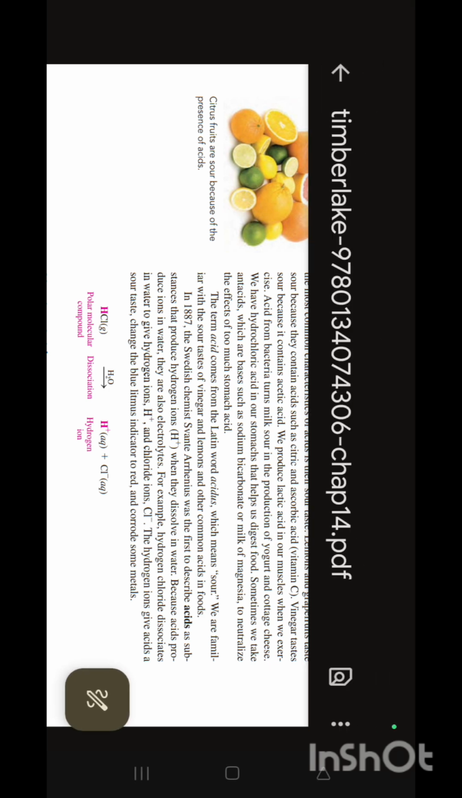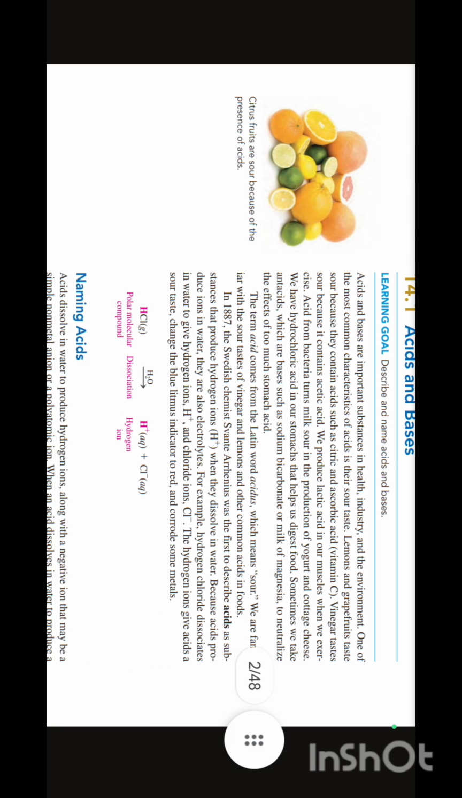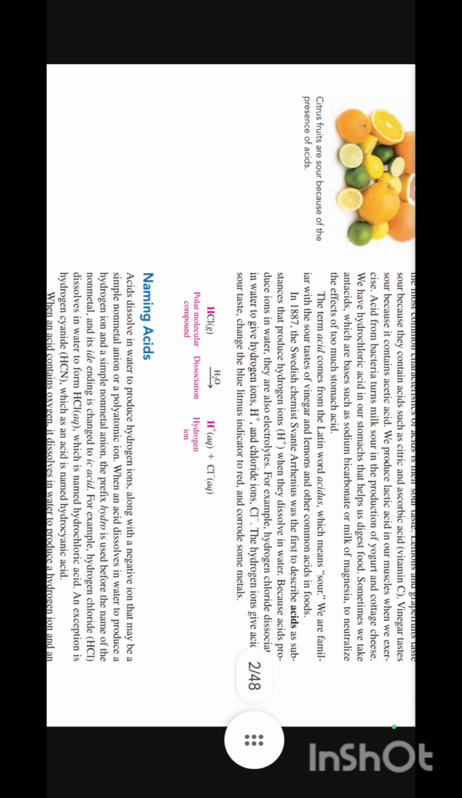In 1887, the Swedish chemist Svante Arrhenius was the first one to describe acids as substances that produce hydrogen ions, H+, when they dissolve in water. Because acids produce ions in water, they are also electrolytes. For example, hydrochloric acid dissociates in water to give hydrogen ions H+ and chloride ions Cl-. The hydrogen ions give acids a sour taste, change the blue litmus paper to red, and corrode some metals.